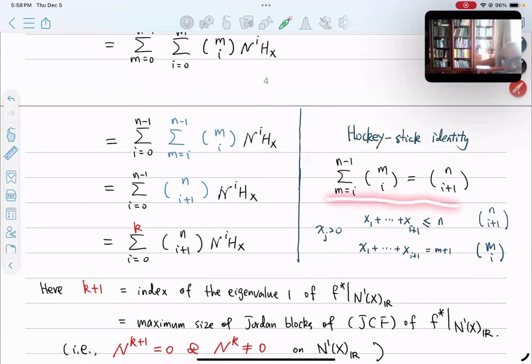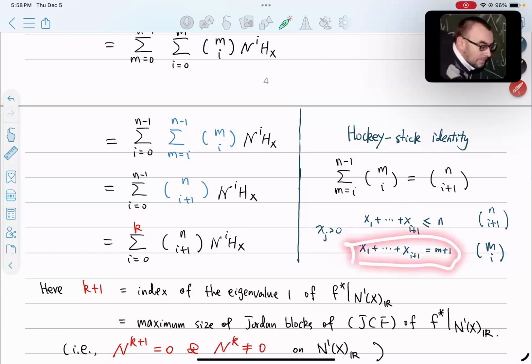There are many ways to prove this one, for example by induction, but there is an easy way to explain it. Both sides count the number of certain non-negative integer solutions of these kinds of equations. By some combinatorial trick, the number of positive solutions is m choose i, and the number for the first inequality is n choose i plus 1. Here m could range from i plus 1 up to n minus 1. So you see that these two are the same.